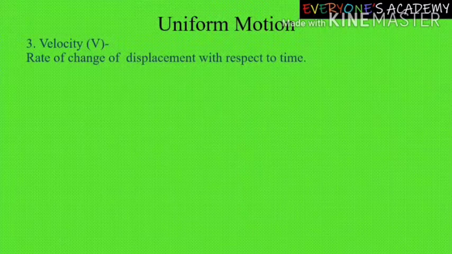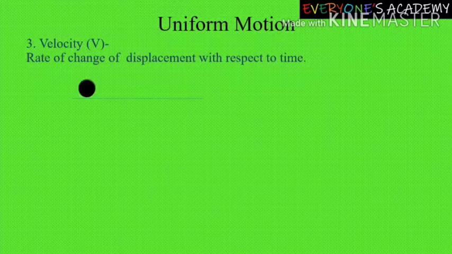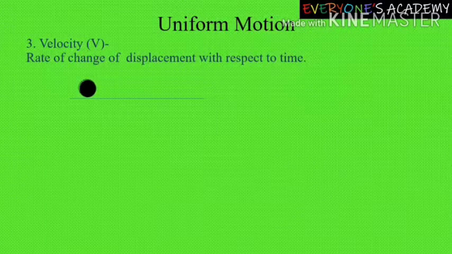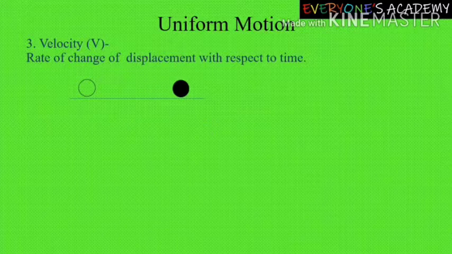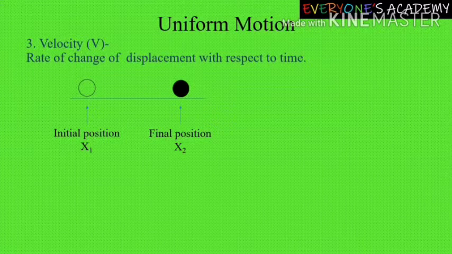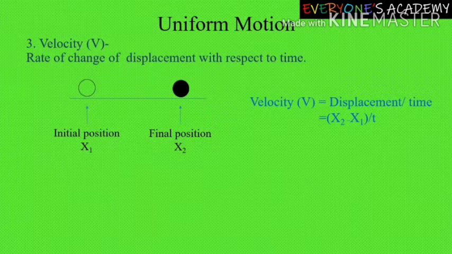The next thing you should remember about uniform motion is velocity. That is defined as rate of change of displacement with respect to time. For example, this ball is starting from position x1 and goes up to position x2. That means total change in displacement will be x2 minus x1 and divided by time will be your velocity.